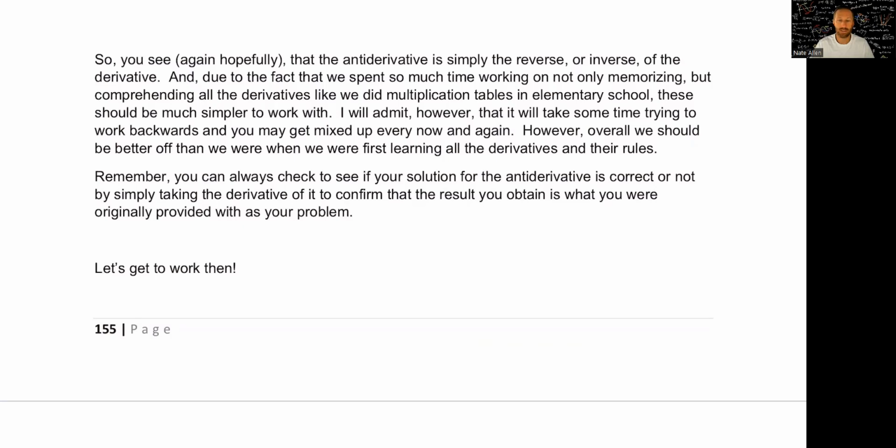So keep working on these things. Again, work backwards. Think about what would I have had to have had in order to, when I differentiate, get that thing that we are now given. And remember, you can always check by simply taking the derivative of whatever you are saying the result is, the antiderivative, to see if you get what you were originally given. Keep working at it, guys.